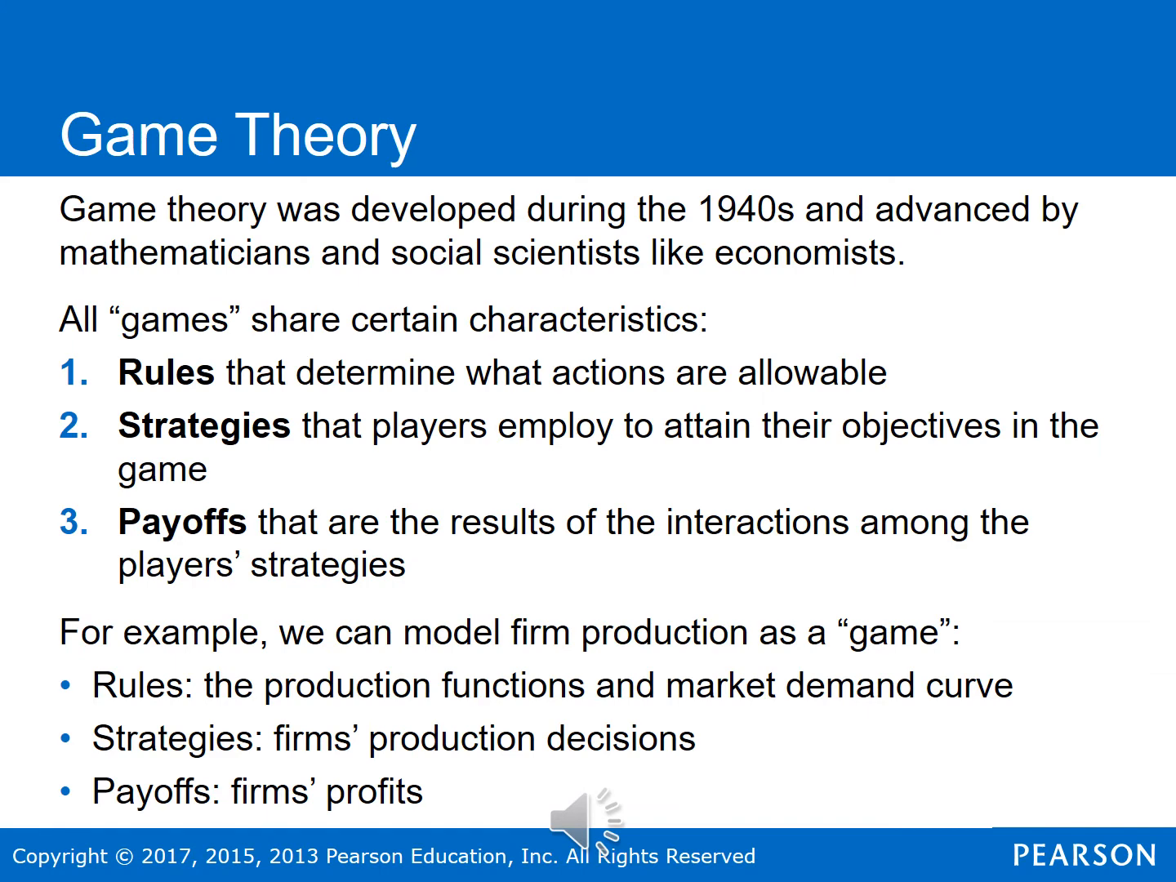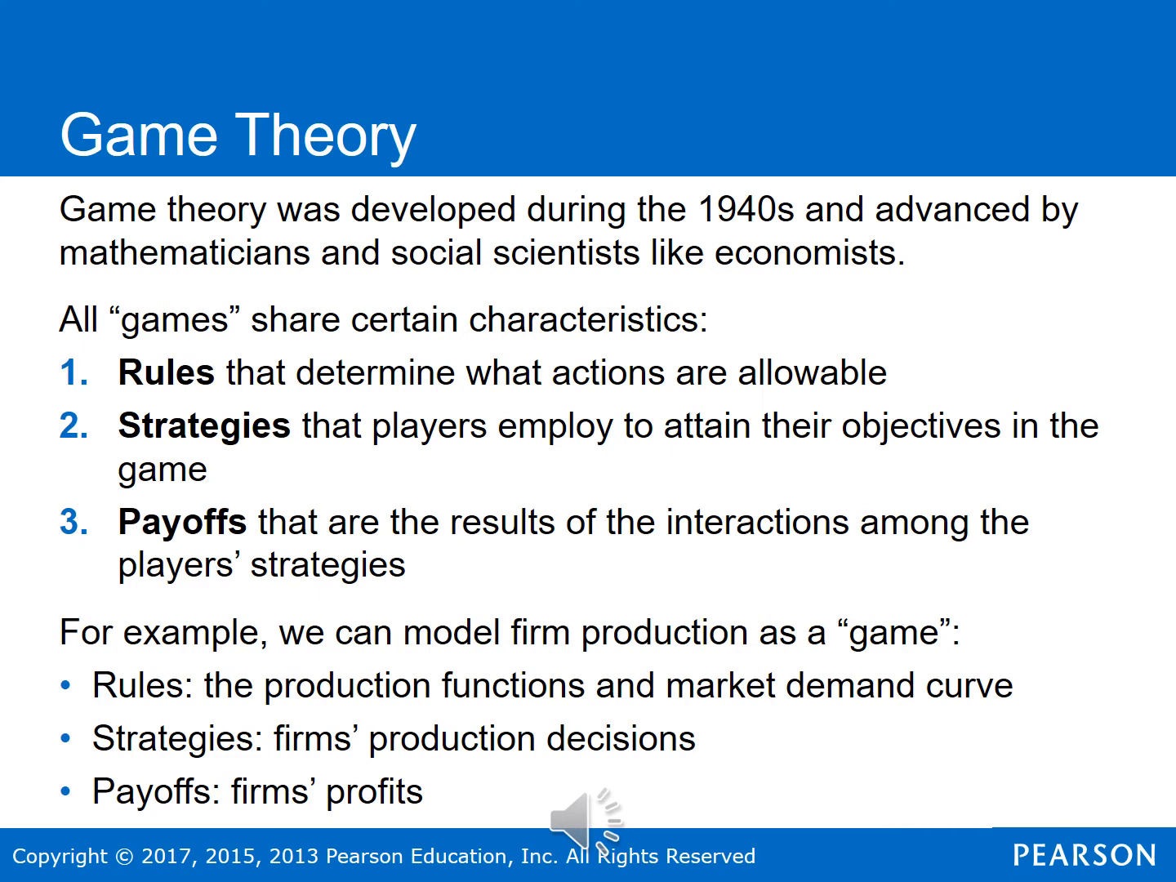So in all games, whether we're talking about things like poker, chess, Monopoly, interactions among the players are crucial in determining the outcome. Now, games share three characteristics. The first is rules. These rules determine what actions are allowable by players. They limit the players to certain actions. Number two is strategies. The strategies that players employ to attain their objectives in the game. They're ways they go about reaching their objectives.